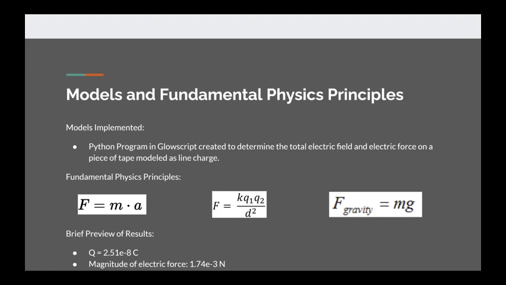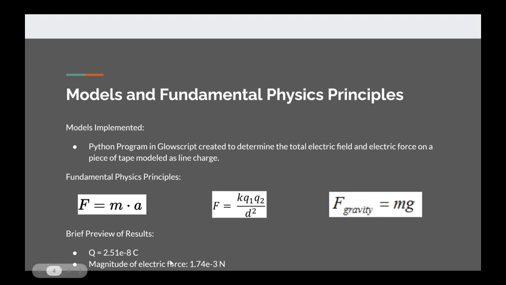We also used Coulomb's law to figure out what the electric force was on the top piece of tape when it was stationary. We also used the force of gravity near the surface of Earth, which is derived from the general formula for gravitation. This was used to determine the magnitude of the force of gravity on the top piece of tape when it was floating, or at all times in general. And on the bottom here is a preview of our results.